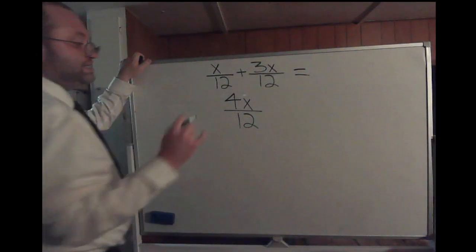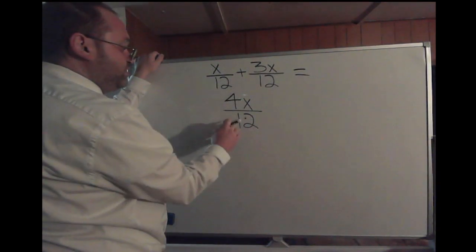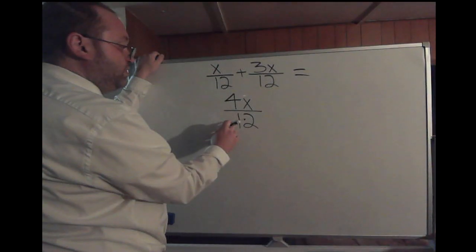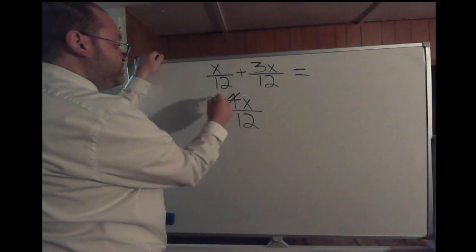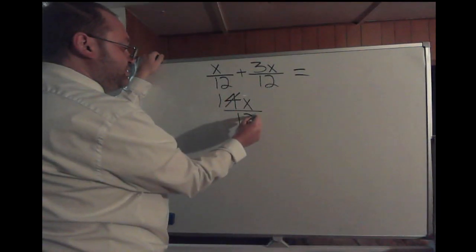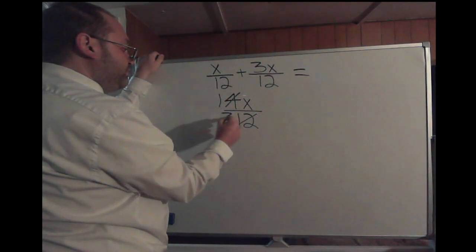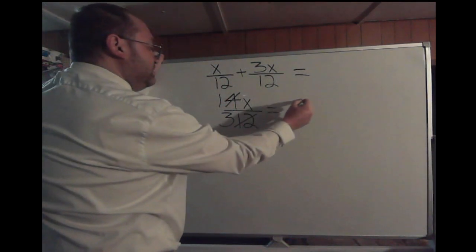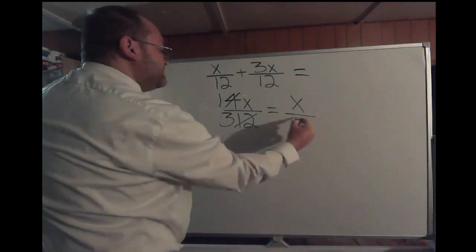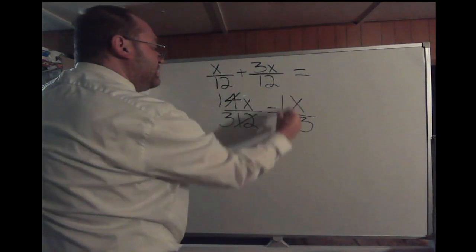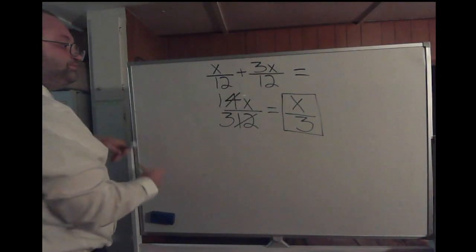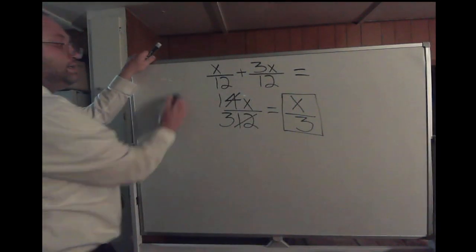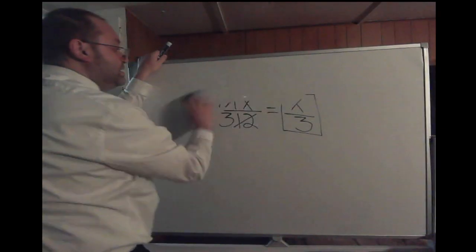But this can be simplified because between 4 and 12, there's a common factor of 4. If you divide out the 4 from 4x, you just get 1. Divide out the 12 by 4, you get 3. So what you're left with in the end is x over 3. And that would be your answer, x over 3. And I do have more examples here.